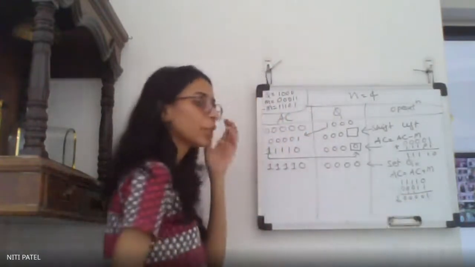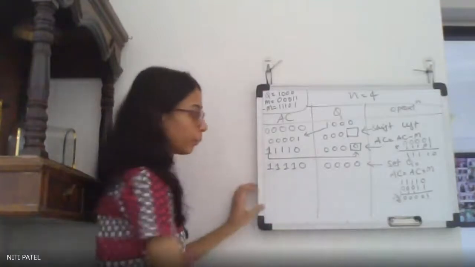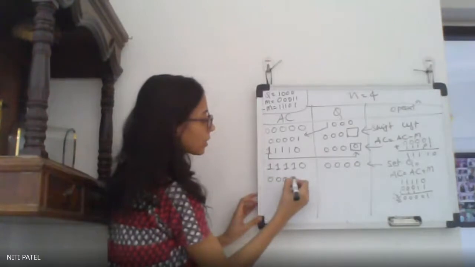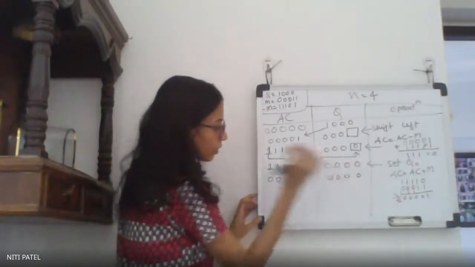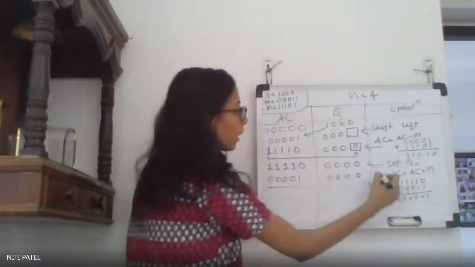Now I have got carry over here. What I will do with this carry is I am going to discard this carry. Whatever result I get over here, I will be storing it in AC again. So 4 zeros, 1. Copy this as it is. So with this, I have completed my cycle number 1.